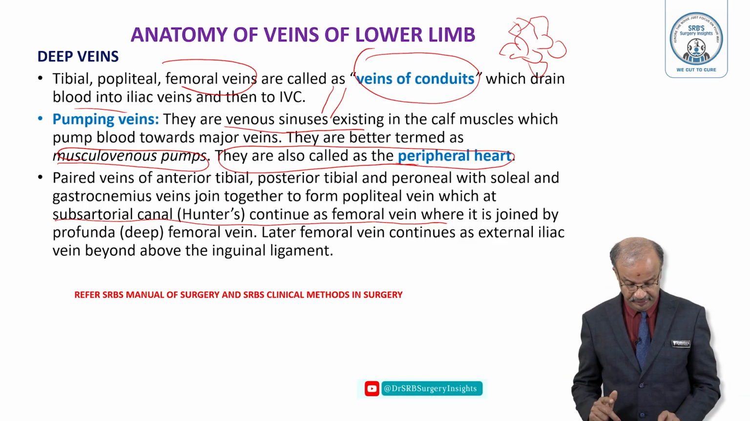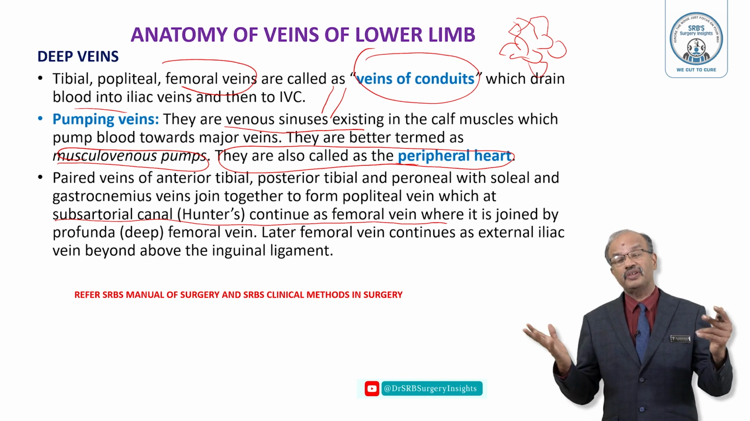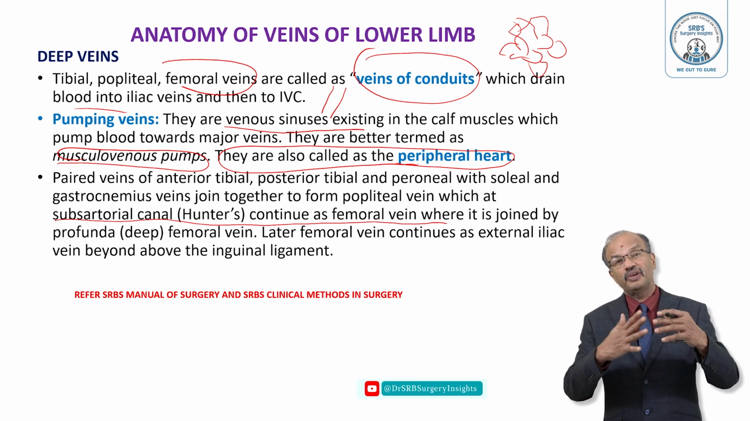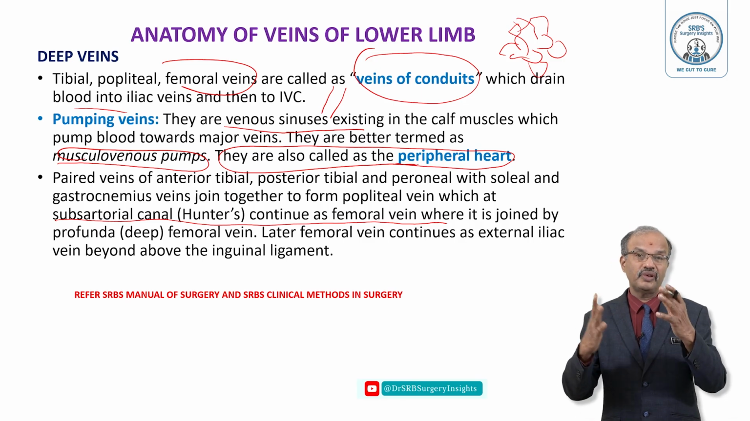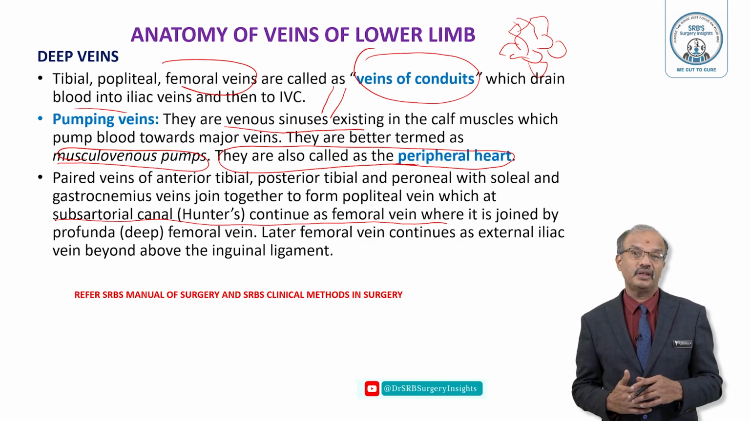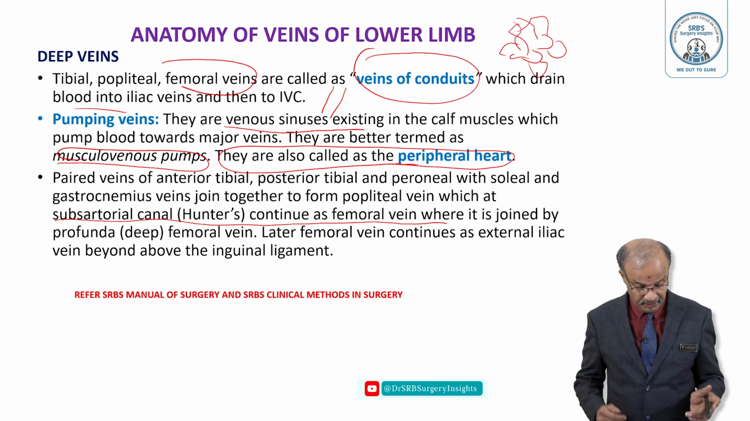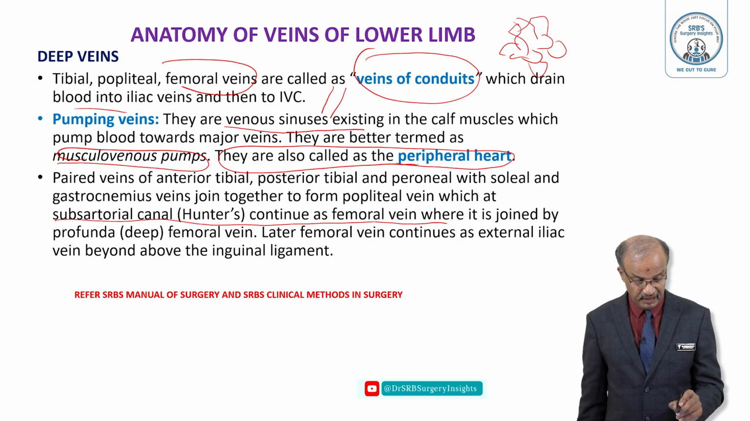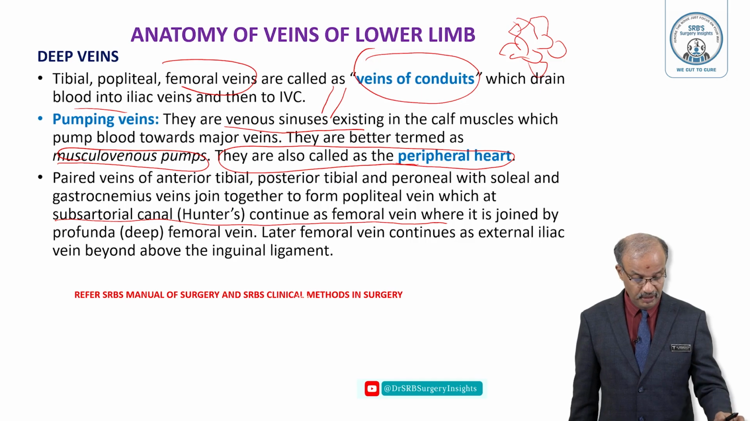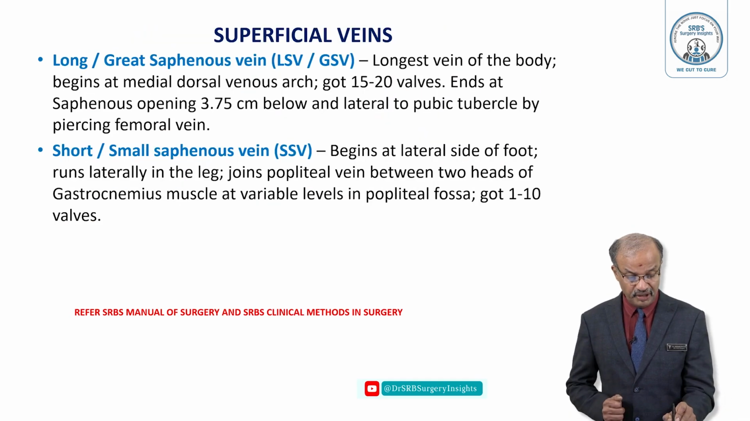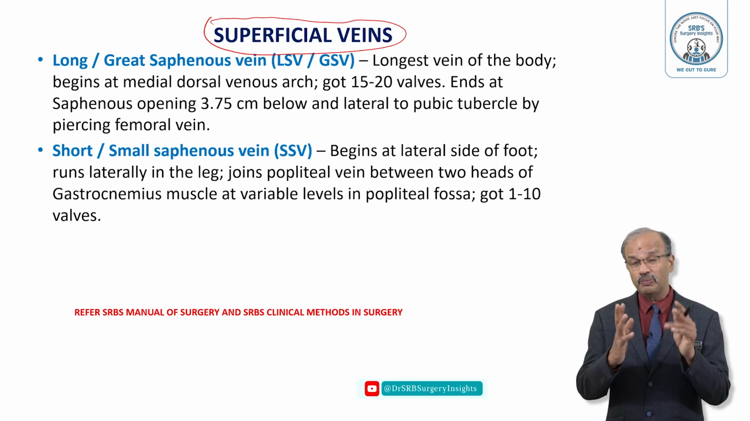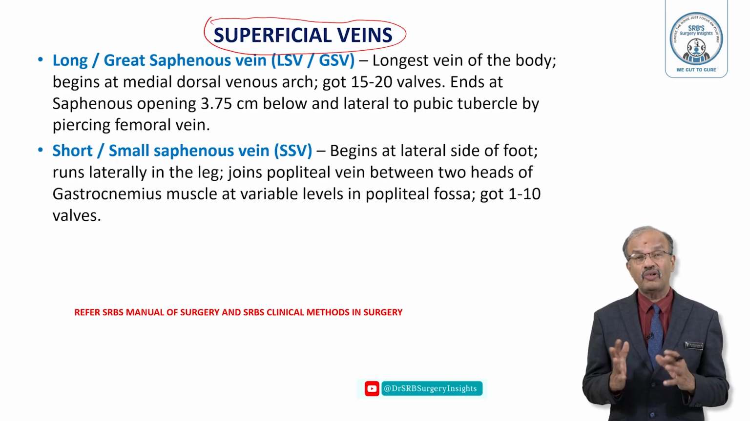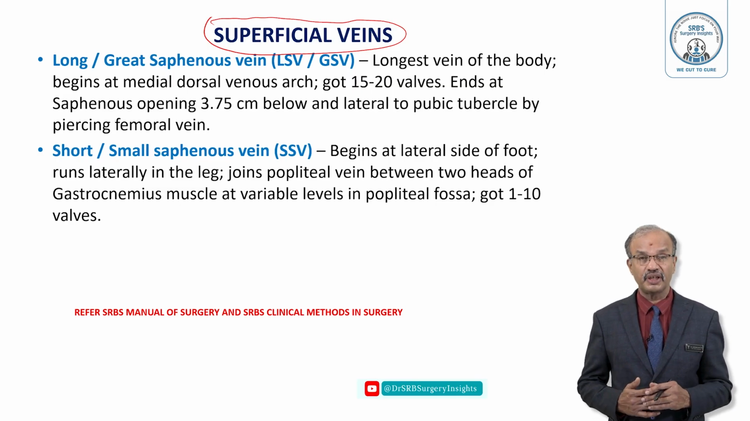Later the femoral vein continues as the external iliac vein, then the internal iliac vein joins, and the common iliac vein then becomes the IVC and gets into the right side of the heart. So that is basically the anatomy of the deep venous system that you should know. And this is what we are interested in currently. Of course, deep veins are also equally important, but visibility. And what this currently involves, varicose veins, is what we are interested in.